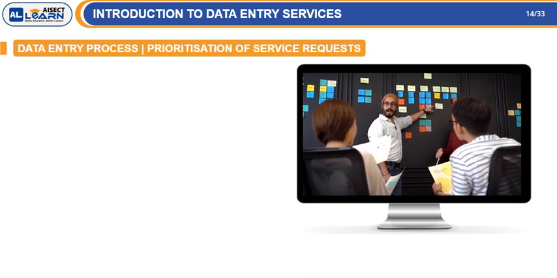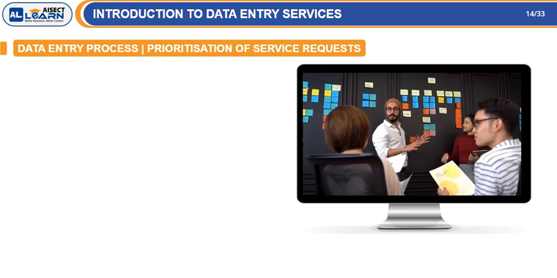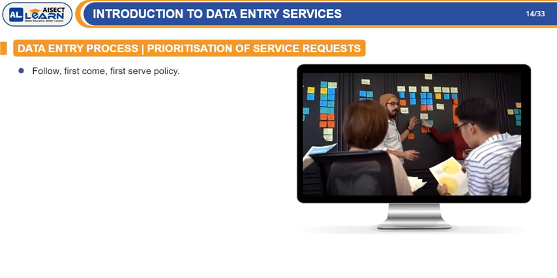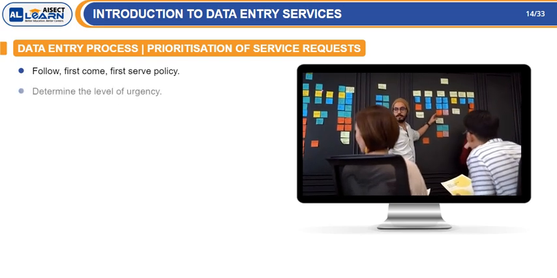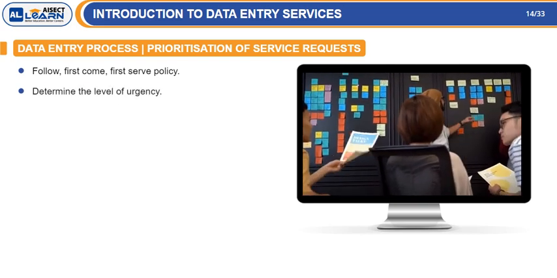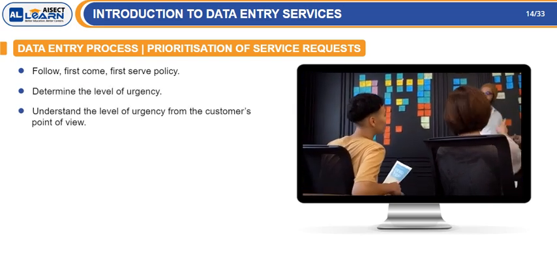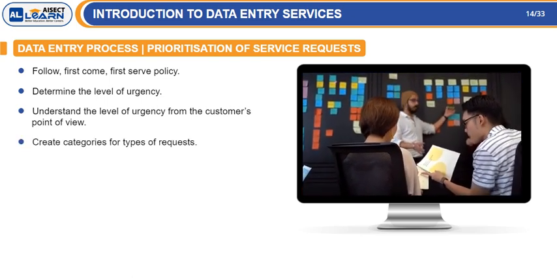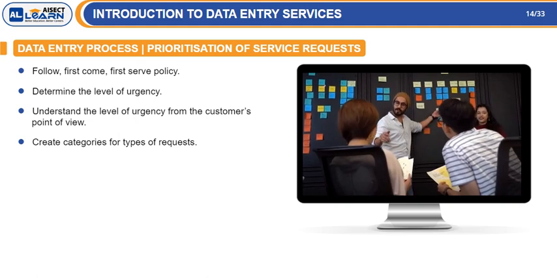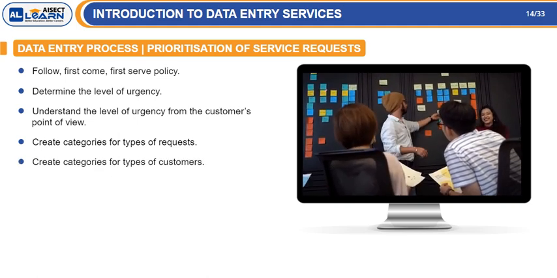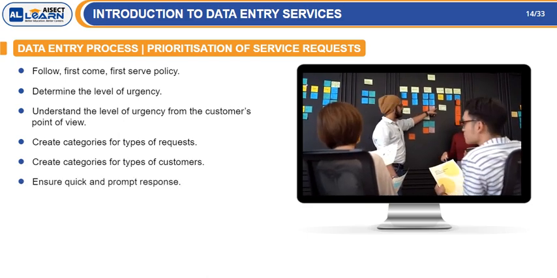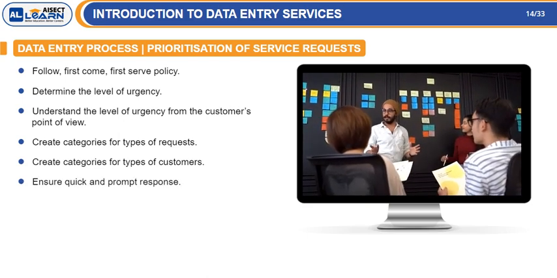A few standard practices to follow to handle service requests are: follow first come, first serve policy. Determine the level of urgency. Understand the level of urgency from the customer's point of view. Create categories for types of requests. Create categories for types of customers. Ensure quick and prompt response.